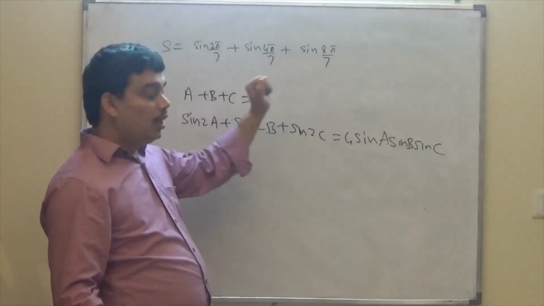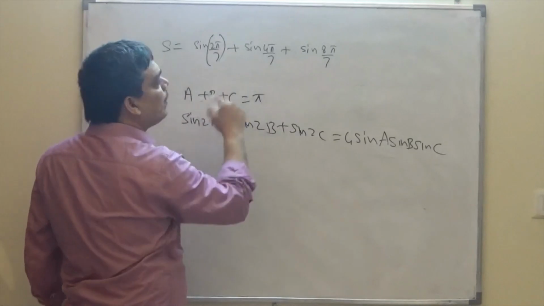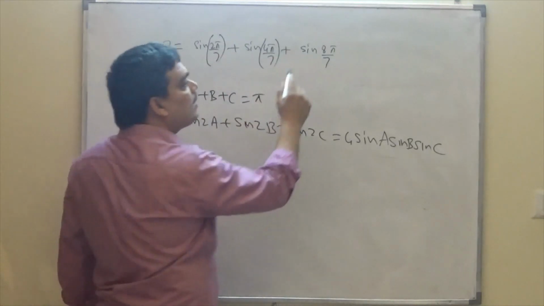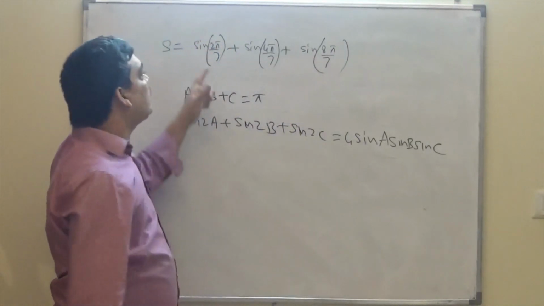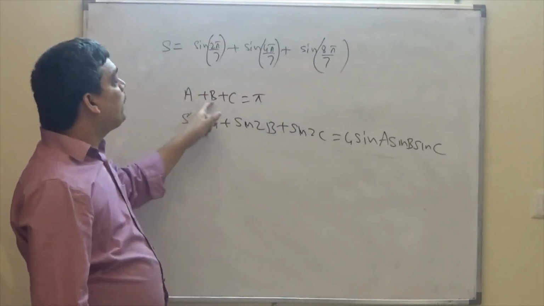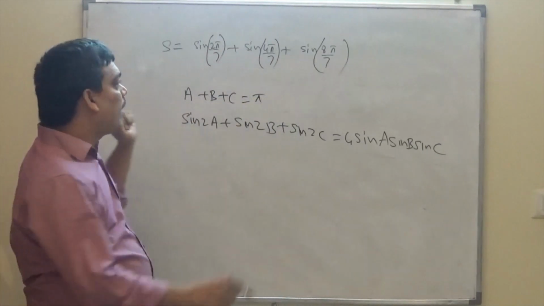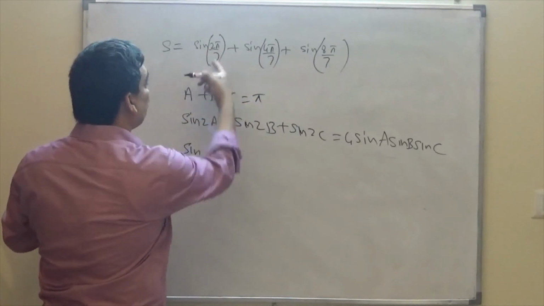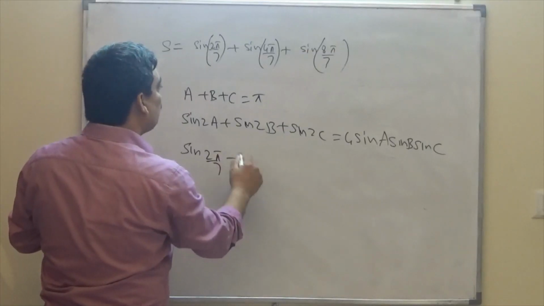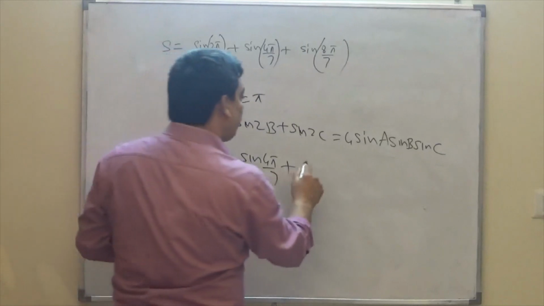Now you observe the angle here is treated as 2a, this angle is treated as 2b, and this angle is treated as 2c. If you add these three angles, the sum will be 2 pi, but a plus b plus c is the sum of half of these angles, which is pi. So I can consider sine 2a as sine of 2 pi by 7, sine 2b as sine of 4 pi by 7, and sine 2c as sine of 8 pi by 7.